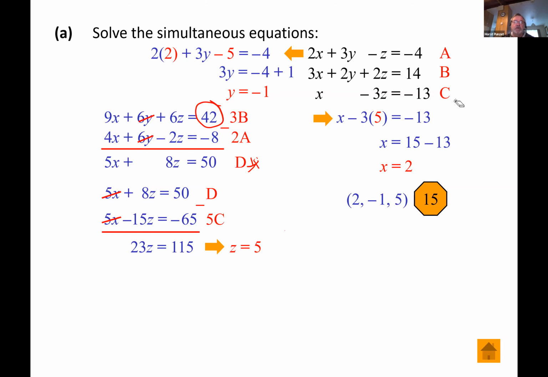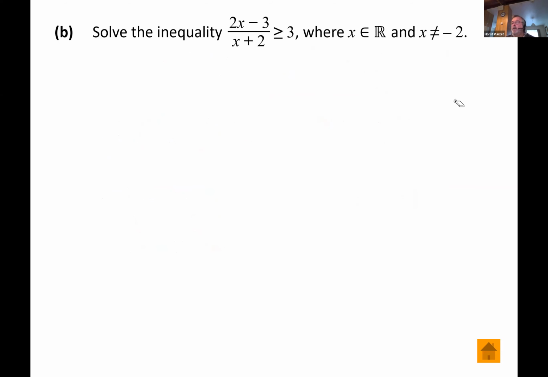And now if we have a look at part B, we have to solve the inequality (2x minus 3) divided by (x plus 2) is greater than or equal to 3. Obviously, x can't equal minus 2, otherwise you get a zero down the bottom, and we can't have that.